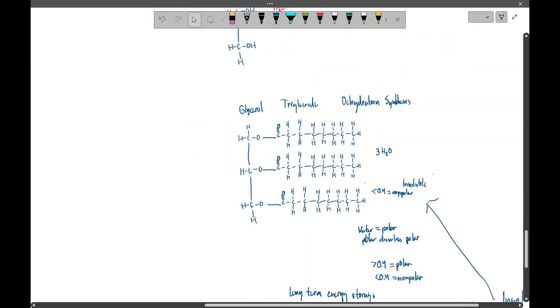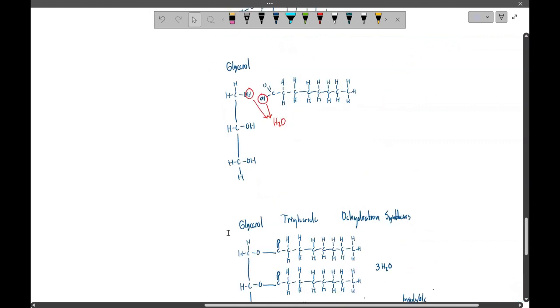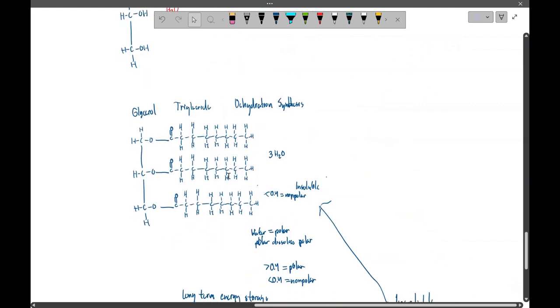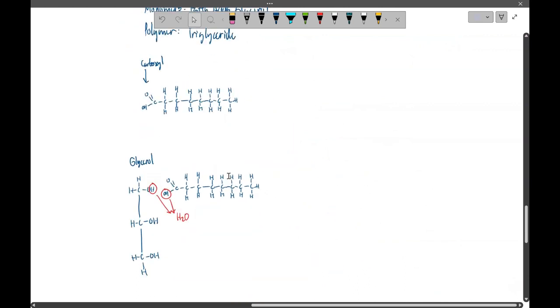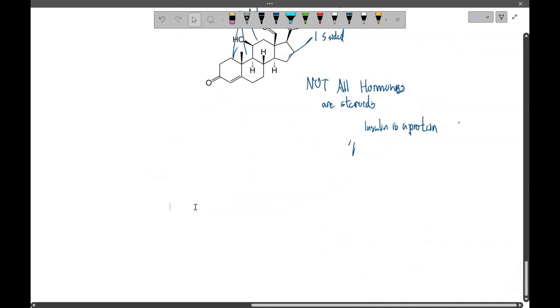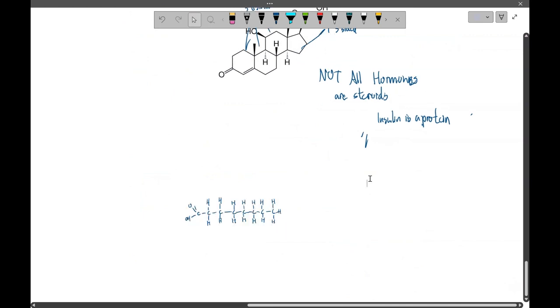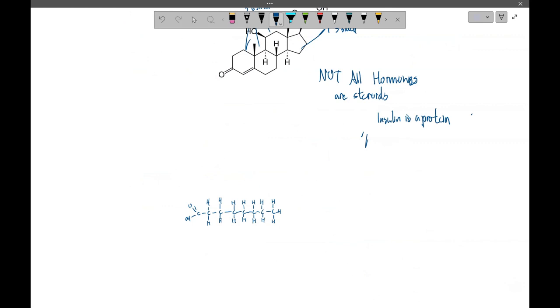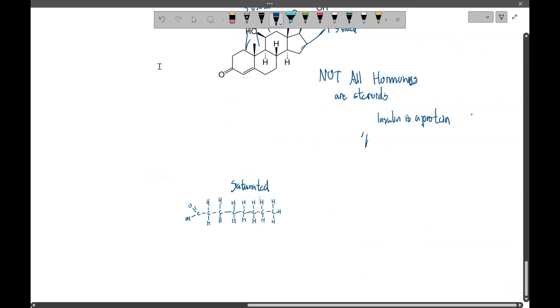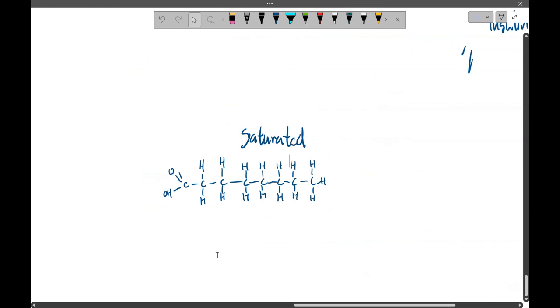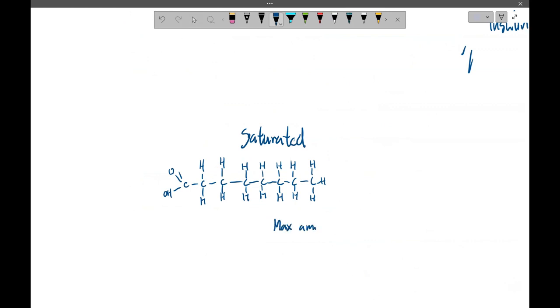Now let's go back to the triglyceride and talk about saturated versus unsaturated fats. You've probably heard of these when looking at the nutritional breakdown of your food. The difference between a saturated and an unsaturated fat is, well, this is a saturated fat. A saturated fat means that all available slots for hydrogen are filled up by hydrogen. So it has a max amount of hydrogens. In other words, it's saturated by hydrogens.